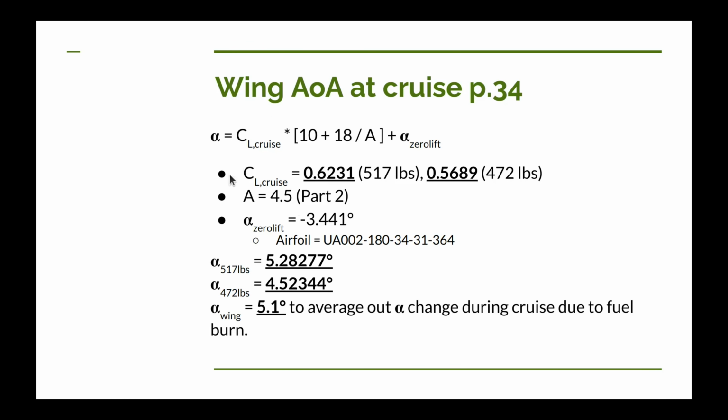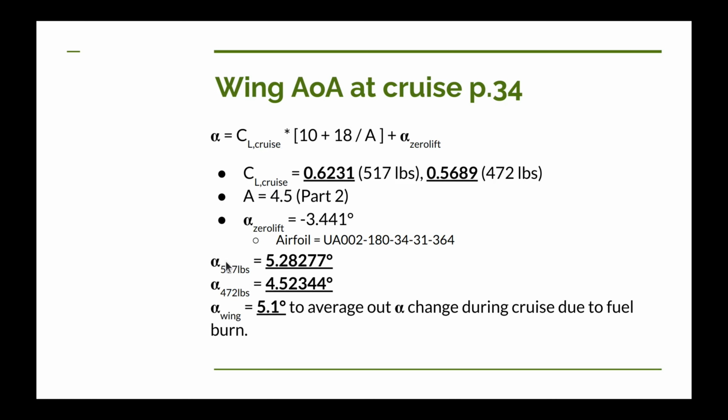So if we plug all those wonderful values in and use the cruise coefficient of lift at the 517 pound value, we get an angle of attack for our wing of roughly 5.3 degrees. Oh, and by the way, I should mention that for this alpha up here, everything we're doing is in degrees. Now, in some books, they'll actually use radians. You have to be careful and know what units your angles are in, but we're using degrees here. Now, if we use this coefficient of lift and plug it all in there, then that angle for the wing to get the lift that we want at cruise is 4.5 degrees.